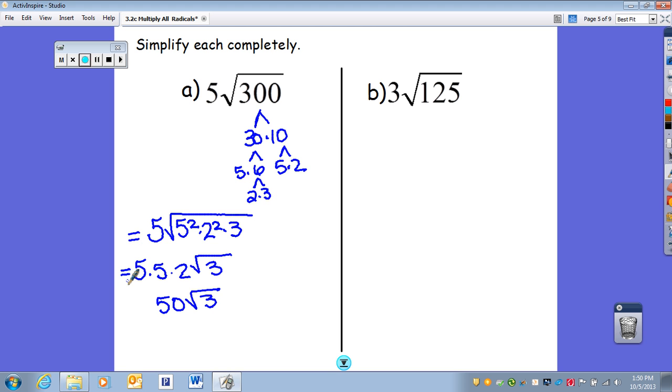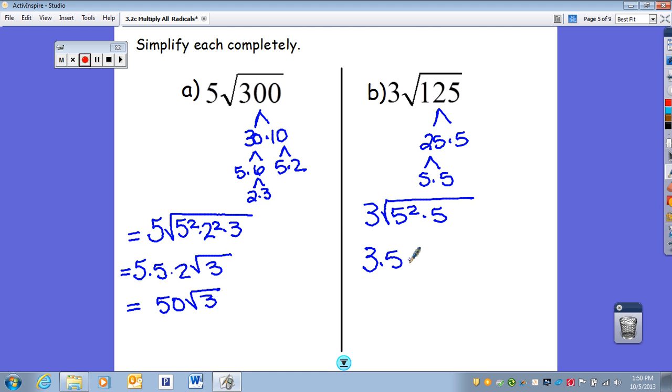Let's take a look at our next example. I have 3 times the square root of 125. The square root of 125 is 25 times 5, and 25 is 5 times 5. So I have 3 times the square root of, listing my factor pairs, 5 squared and 5. So the 5 can come out of the radical, the 3 was already there, and we leave the other 5 underneath. So simplified, I have 15 square roots of 5.